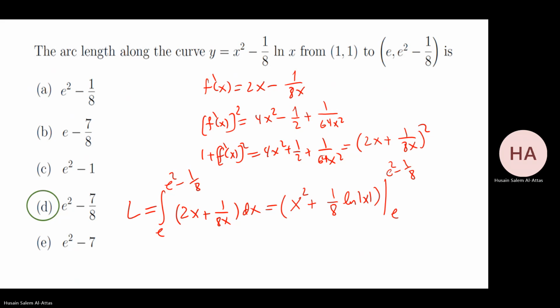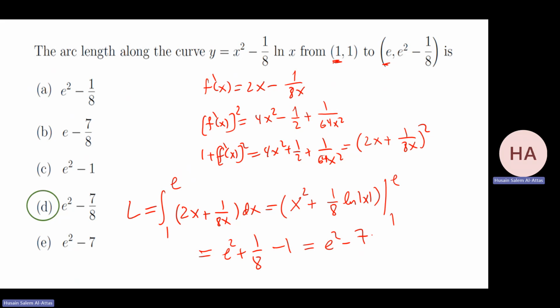Yeah, there is something wrong. What is this? Sorry. I was thinking this is a and b. No, this is from 1 to e. That will be what? e square plus 1 over 8 ln e, which is 1, minus ln 1, which is 0. So it will be e square minus 7 over 8.